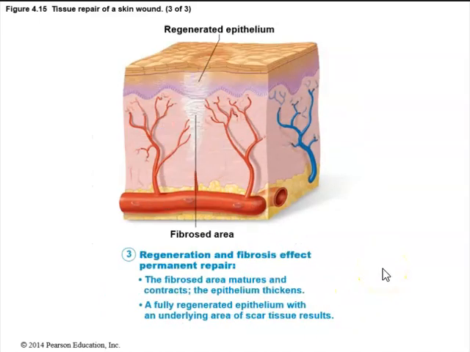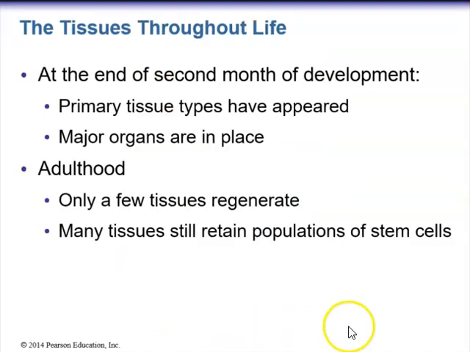Next, we have regeneration and fibrosis, which affect permanent repairs. So the fibrosed area will mature and contract, and we have thickening of the epithelium. A fully regenerated epithelium with an underlying area of scar tissue will result. So throughout life, at the beginning of the second month of fetal development, primary tissue types have already appeared, and major organs are in place. Now, in adulthood, only a few tissues can regenerate, and many tissues still retain populations of stem cells.